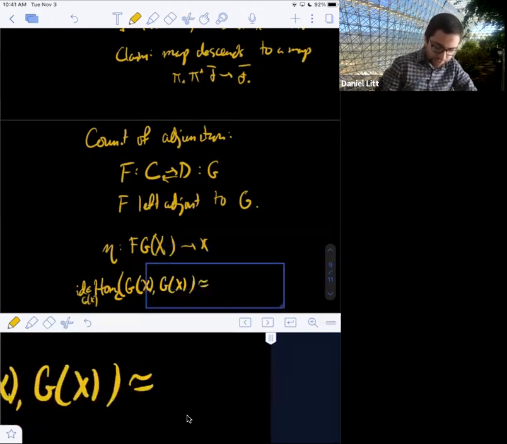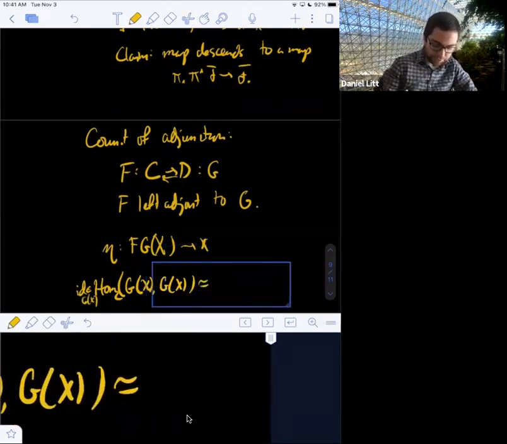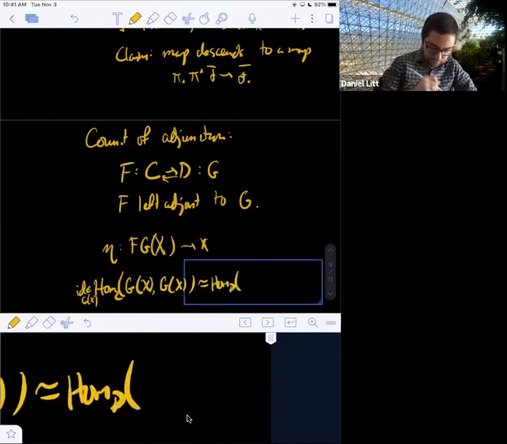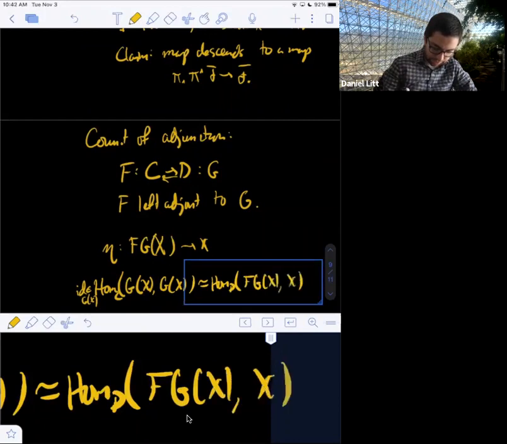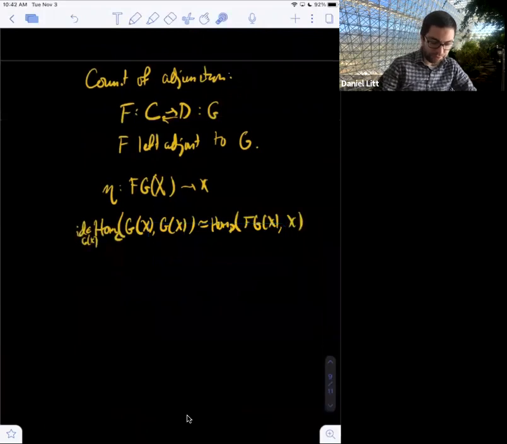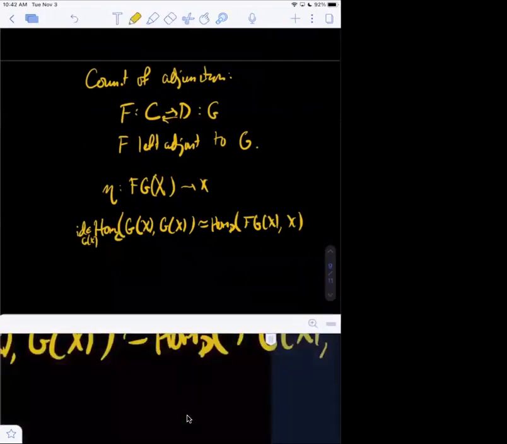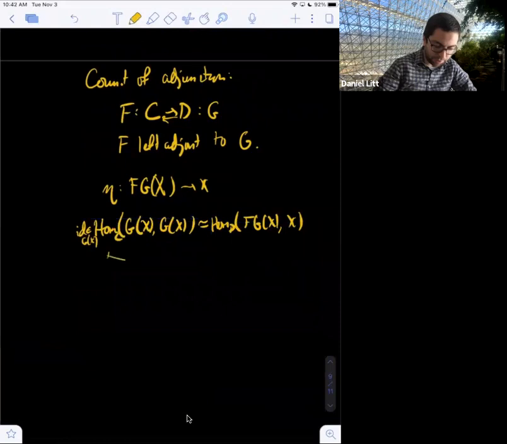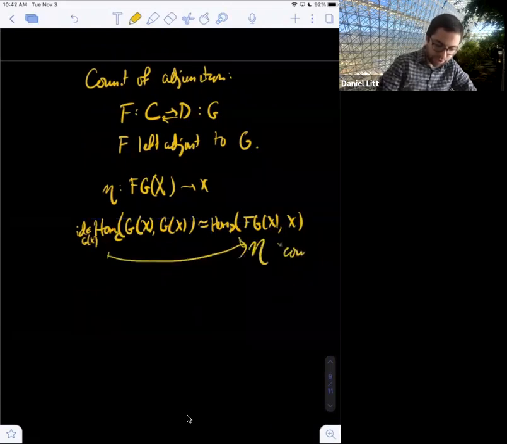But this set is canonically isomorphic, just by the definition of an adjunction, to hom in D of FGX to X. All I did is move this G from right to left using the definition of what it means to be a left adjoint. So the identity maps to what I'll call eta, which is called the counit of the adjunction.